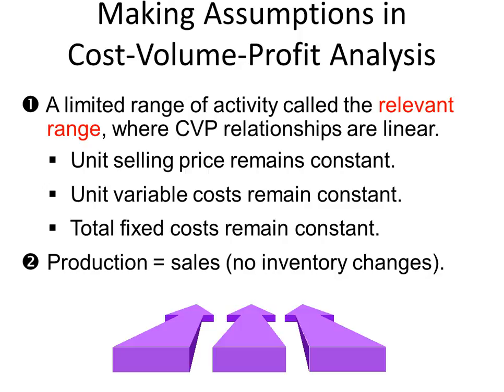Again, you're going to work within a relevant range where the relationships are more predictable. I guess they say linear, I say more relevant. So unit selling price remains constant, the variable costs, and so these are the variables that you're going to start changing. What if we do increase our price? What if we do add a new piece of equipment and it lowers our variable costs and so forth like that?